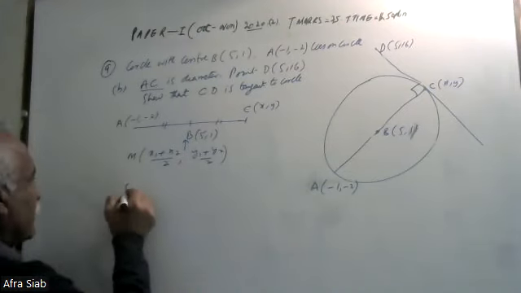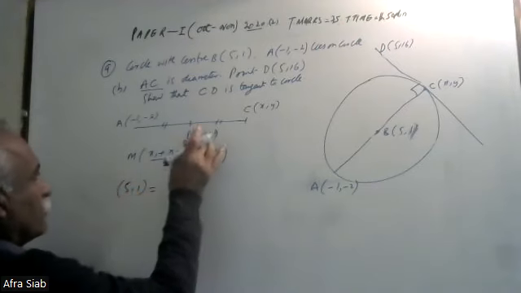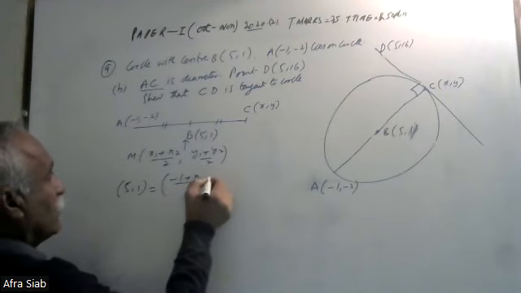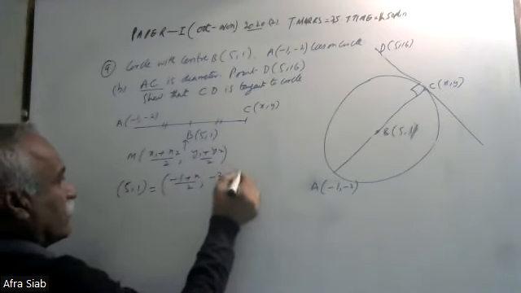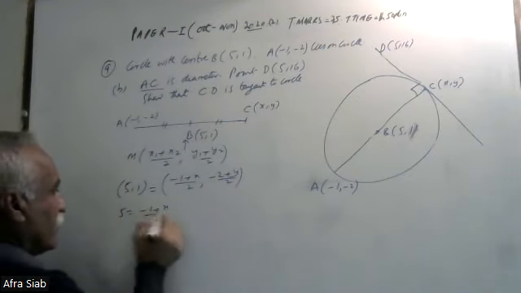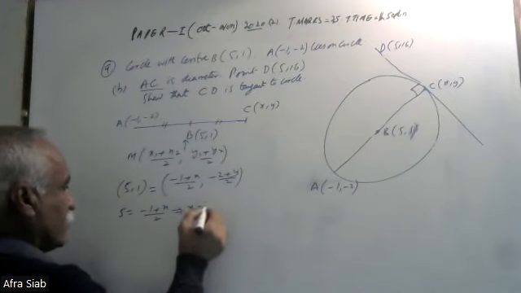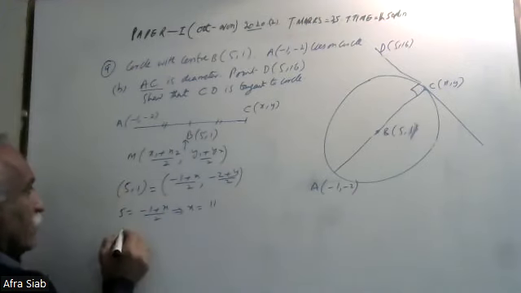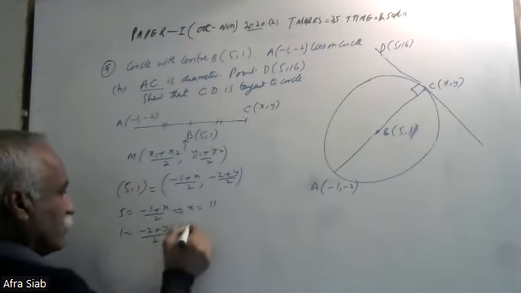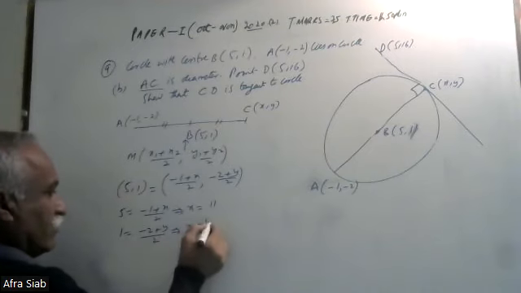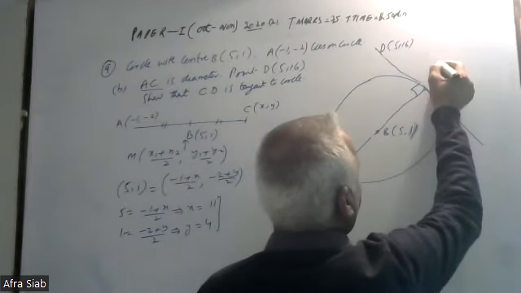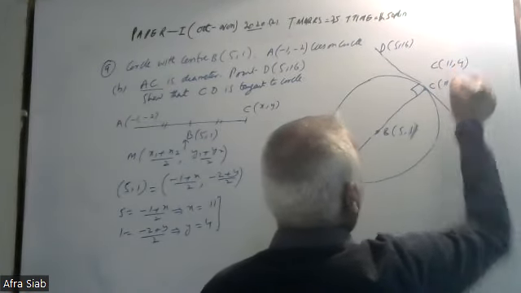So we can write here that the midpoint is already known to us, that is (5, 1), that is (minus 1 plus x) over 2 and (minus 2 plus y) over 2. So 5 is equal to (minus 1 plus x) over 2, or x is equal to 11. 1 is equal to (minus 2 plus y) over 2. So y is equal to what? 4. So the coordinates of this C are 11 and 4.